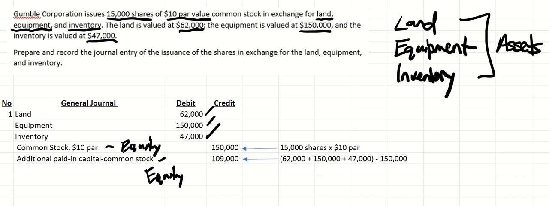All right. So in the balance sheet, you're going to see common stock $10 par of 150,000, assuming that this is the only transaction that affected the common stock account. And then you're going to also see right below common stock in the equity section in the balance sheet, additional paid in capital dash common stock of $109,000.